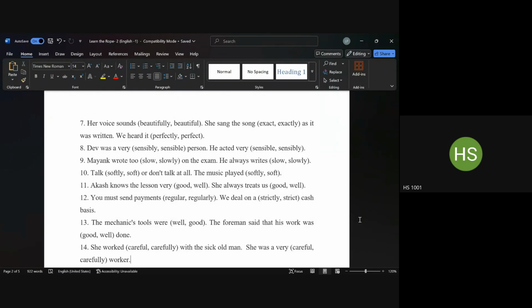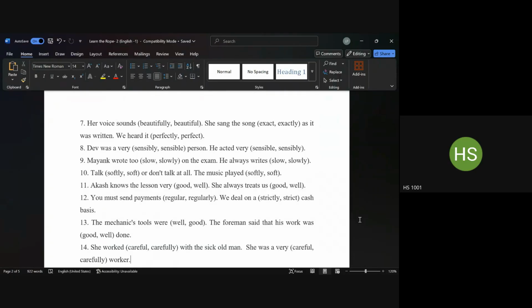Now, we are getting into a little murkier stage. Mayank wrote too slowly on the exam. He always writes slowly. Mayank wrote too slow on the exam. Mayank wrote too slowly on the exam. Which one do you write?